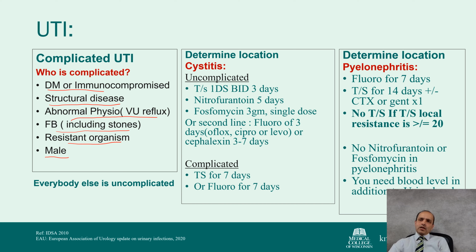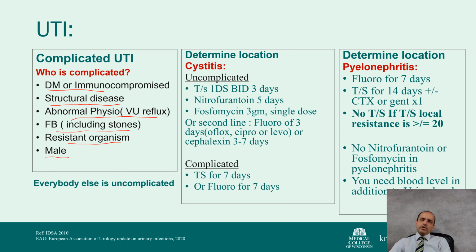So whenever you have complicated, if it is a cystitis, you treat for 7 days with Bactrim versus 3 days on uncomplicated. So that is the difference there. And also complicated and uncomplicated in terms of pyelonephritis. If you see here, trimethoprim sulfa 14 days versus fluoroquinolone for 7 days. So if you are treating with fluoroquinolone, 7 days, versus Bactrim 14 days when you're treating pyelonephritis.